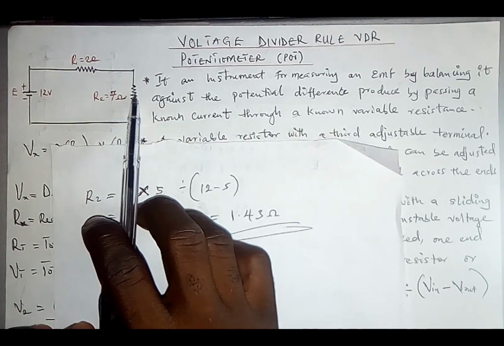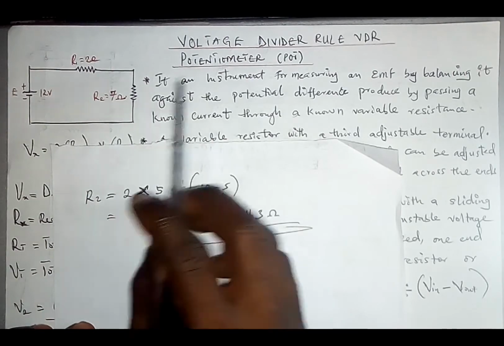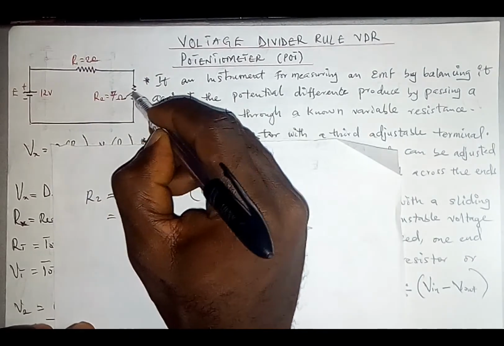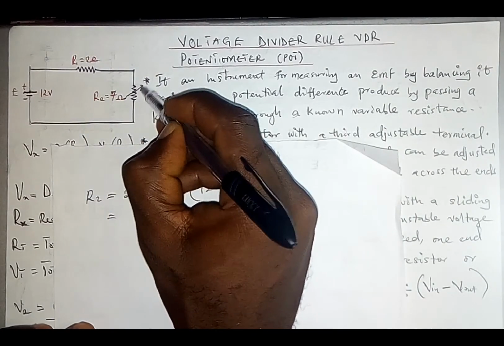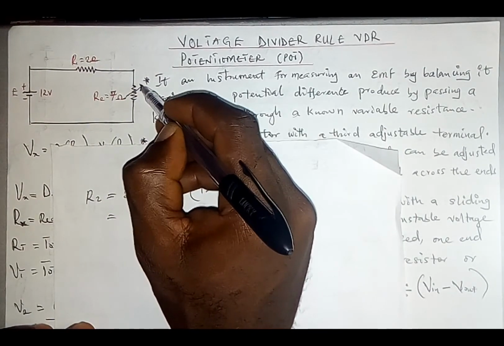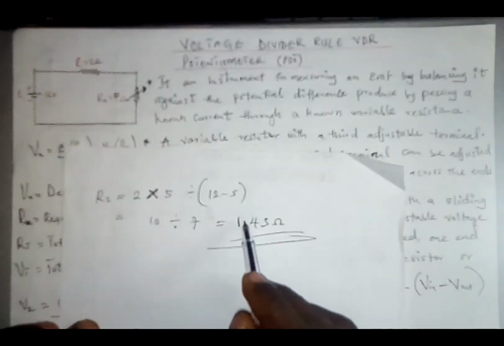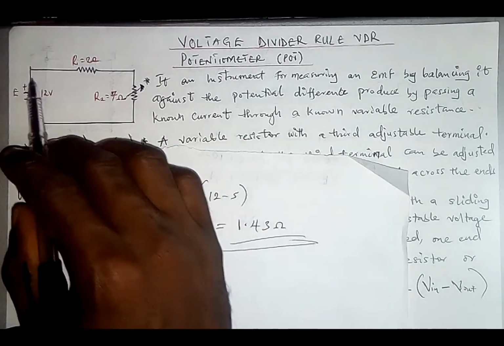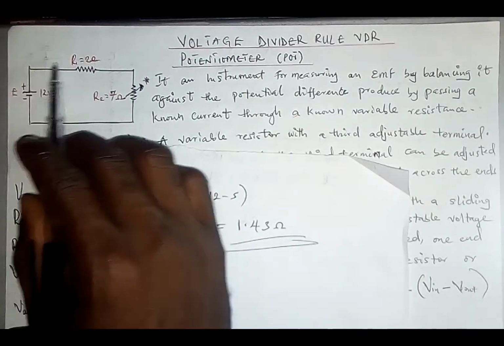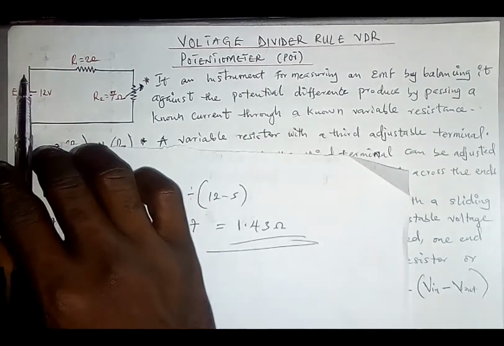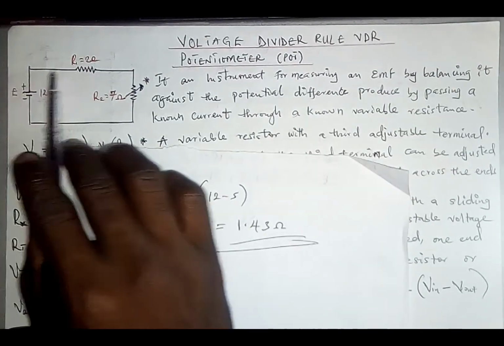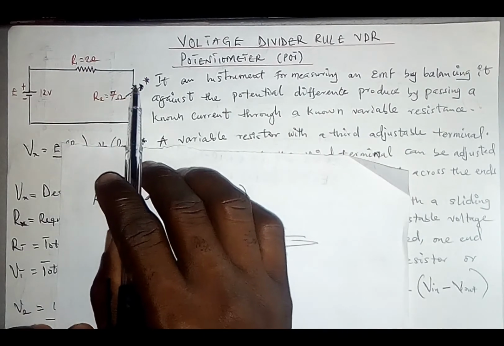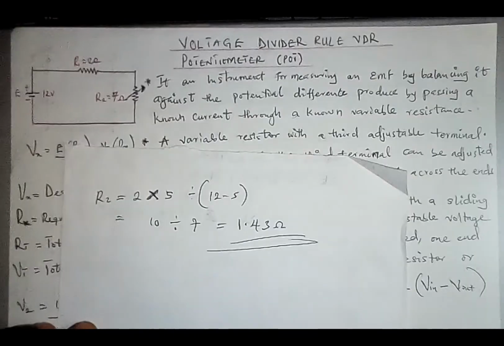So what are we going to be using here? We're going to be using what we know as a pot, a potentiometer, or any variable resistor. So what we just need to do is adjust the amount of resistance here, adjust it to 1.43. So by the time you are doing your calculation, you are transferring your power into this circuit. We are going to have 5 volts that is going to drop at this resistor.